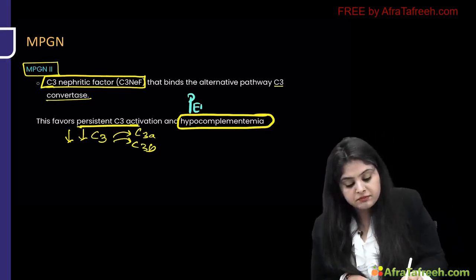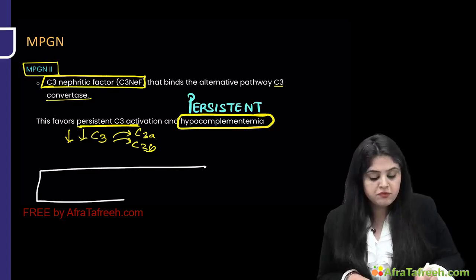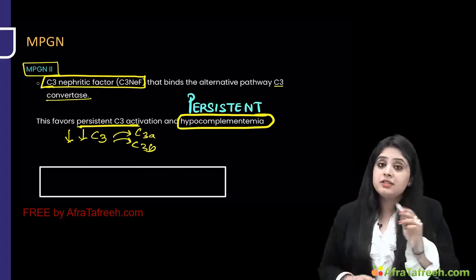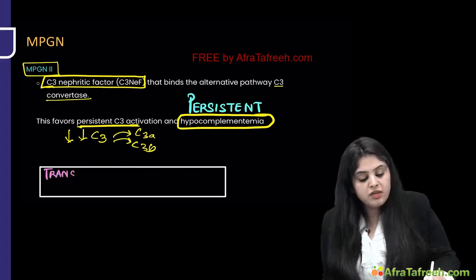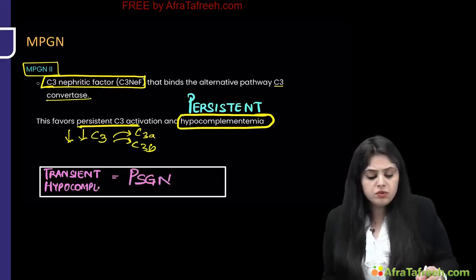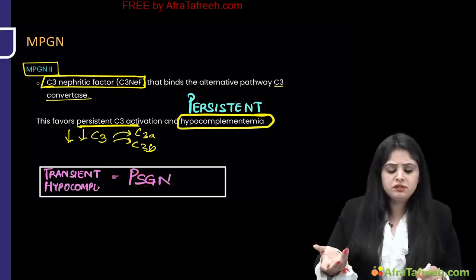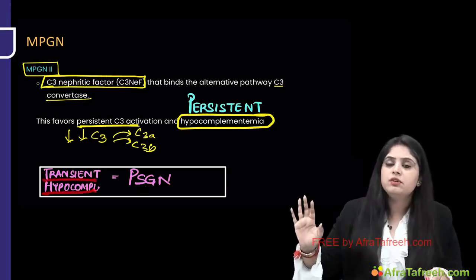Forever means there will be persistent hypocomplementemia, because that is one of their most favorite questions. When I started off this journey of nephrotics and nephritics, I asked you, where do you see transient hypocomplementemia? You told me it was PSGN because PSGN was streptococcus related. Streptococcus will be there for 6 weeks. For that time, complement levels will go down. After that, streptococcus will go away.